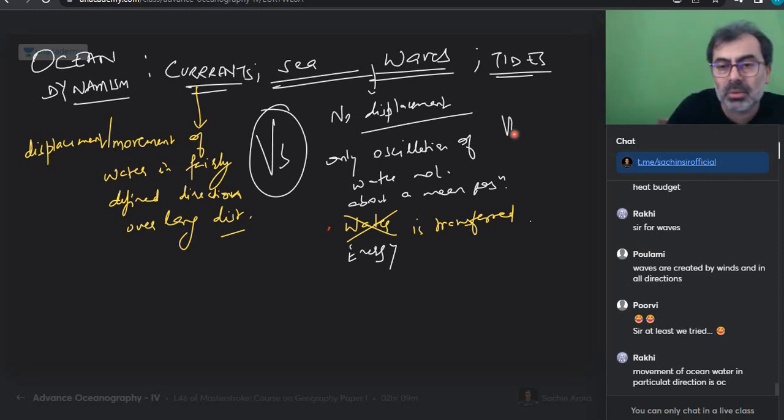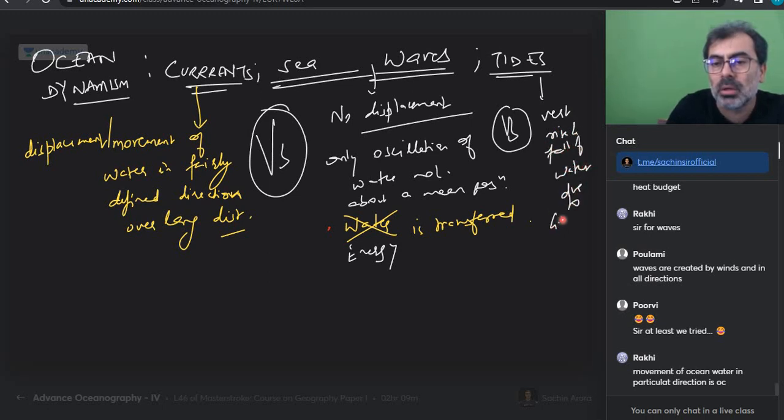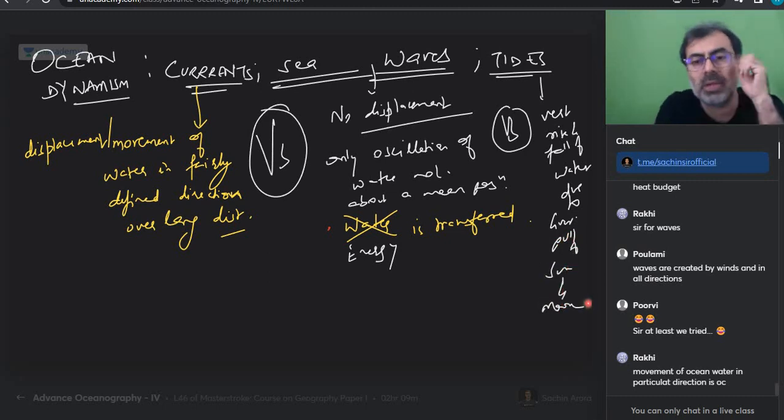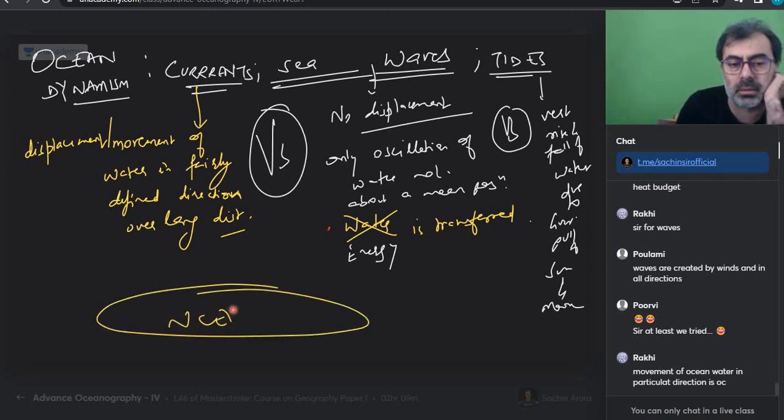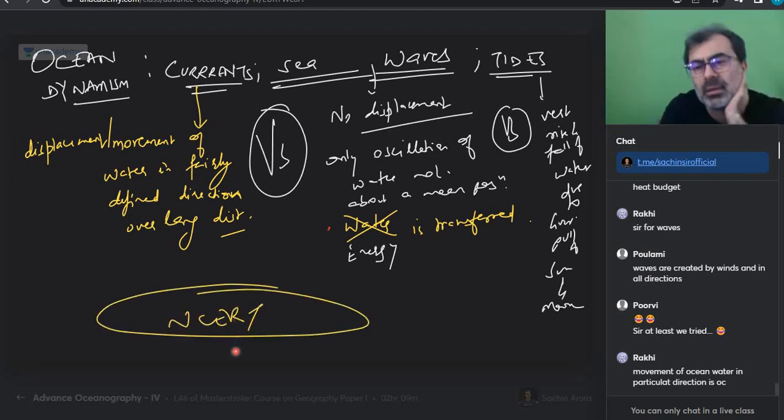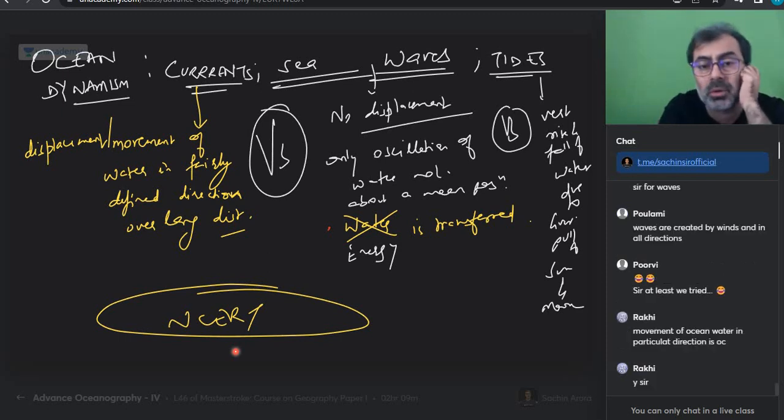In the third, if we come to it, it is vertical rise and fall of water due to gravitational pull of sun and moon. Now tell me, whatever I've written is not beyond NCERT. That is all there is, nothing more. But the sad part is that the class has not even gone through NCERT, or it has gone through NCERT but has no recall. Why no recall?